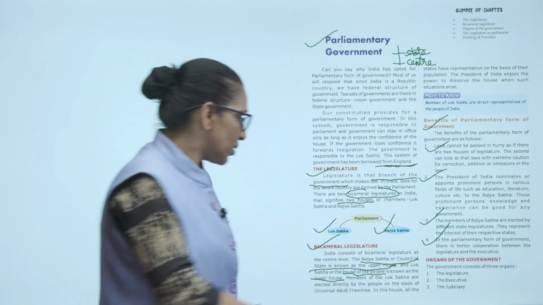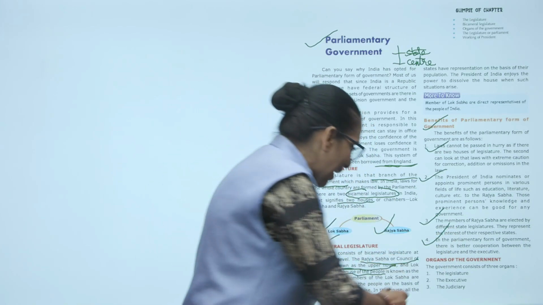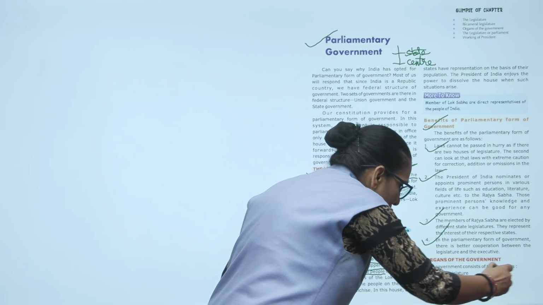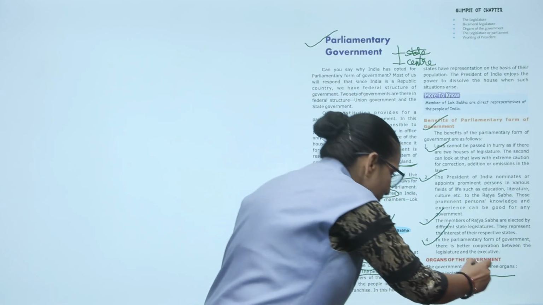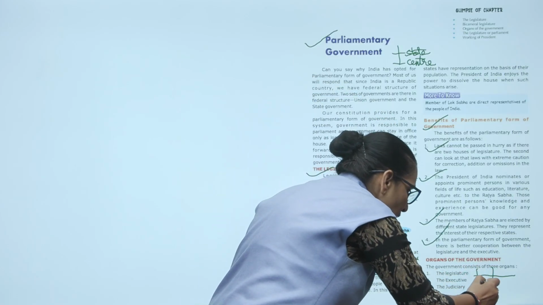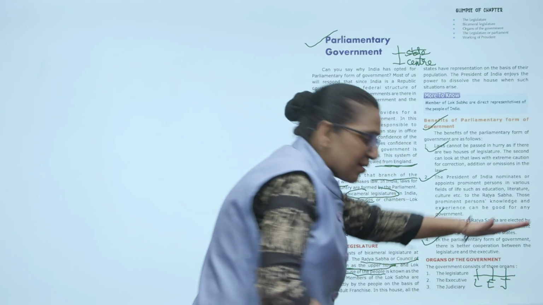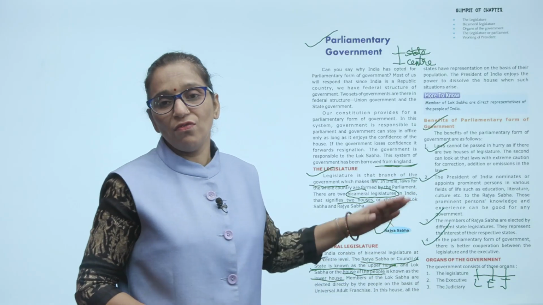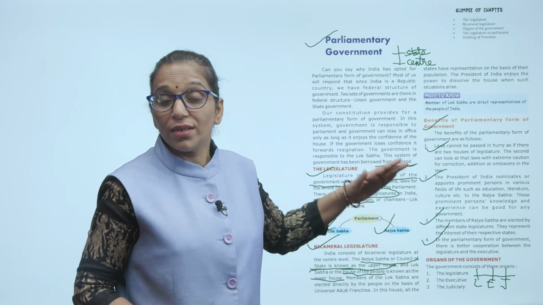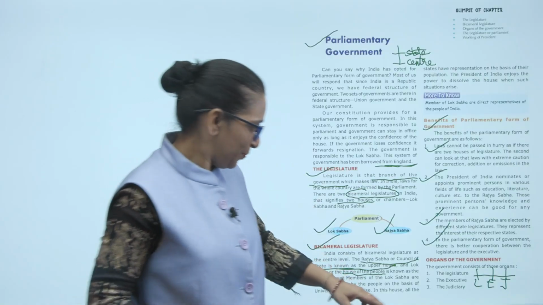Now let's discuss the organs of the government. We have three organs of the government. One is the legislature, another is the executive, and the third one is the judiciary. See, these are at the same level. This is also known as the horizontal form of power sharing, where the three organs of the government are placed at the same value.